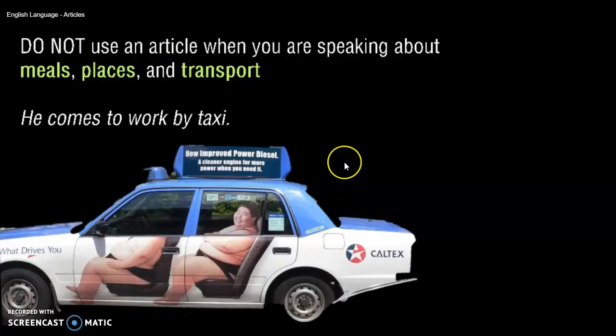And we don't use an article when we're speaking about meals, places, or transport. He comes to work by taxi. I can't think of another example.